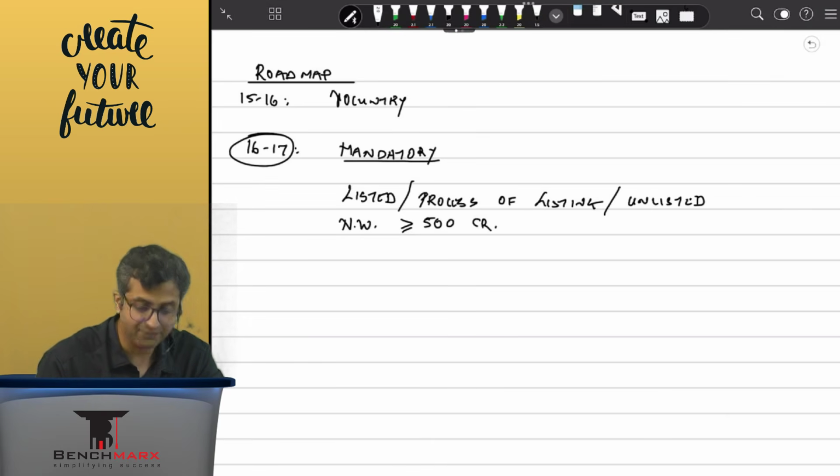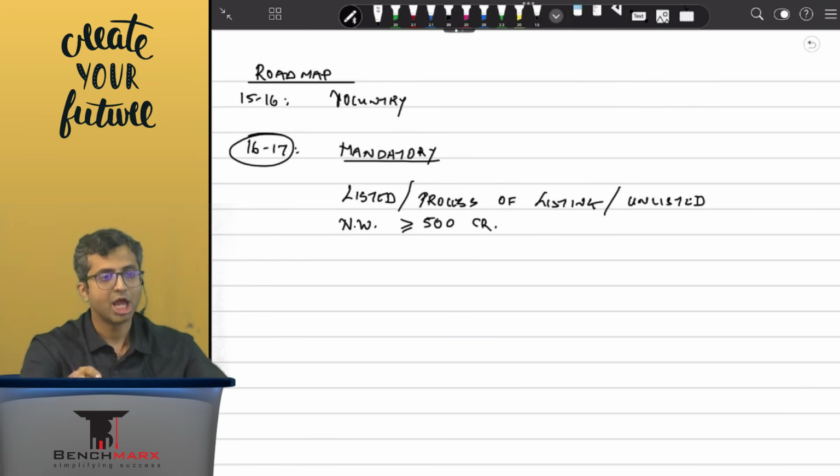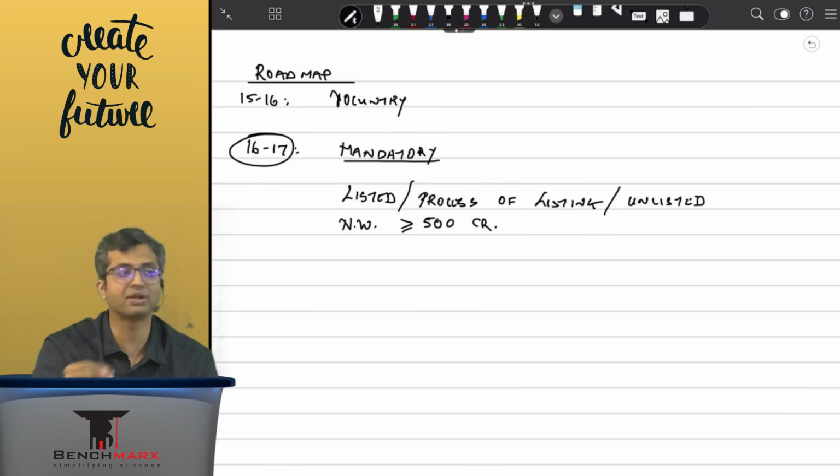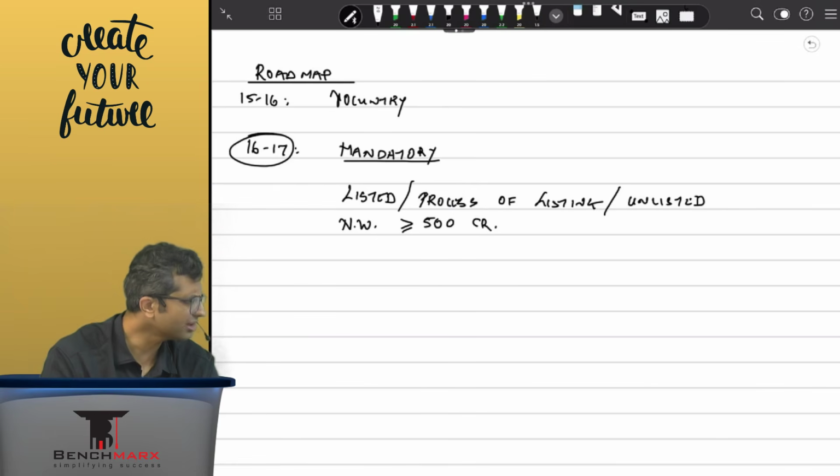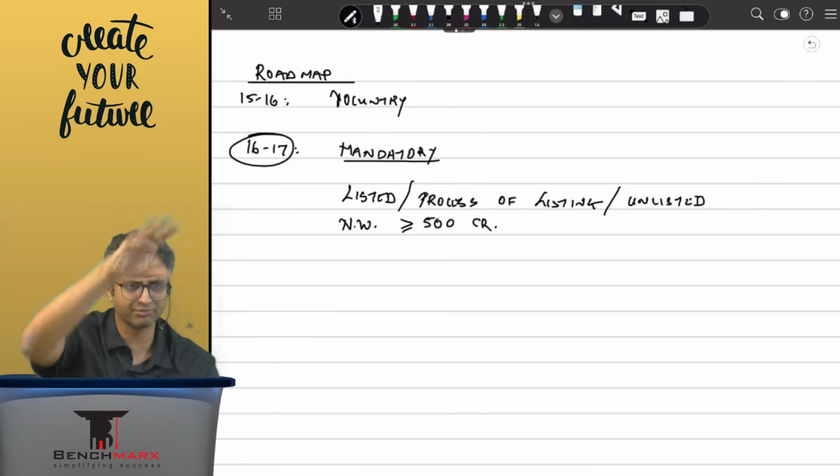In the first phase, there's no differentiation. We say that if your net worth is greater than 500 crores, whether you are listed or unlisted does not really matter. You will have to follow Ind AS. Are we clear with this? We'll study this in detail. For now, let's take a broad view.